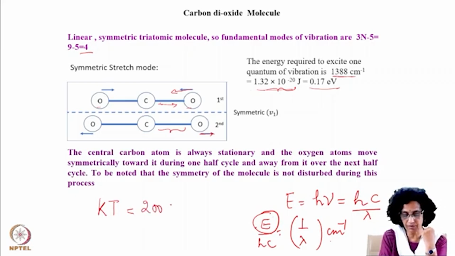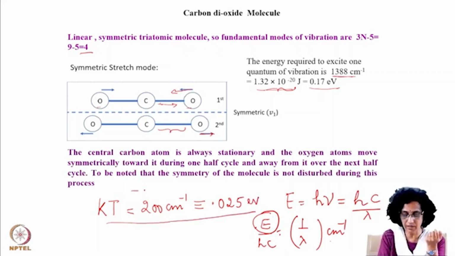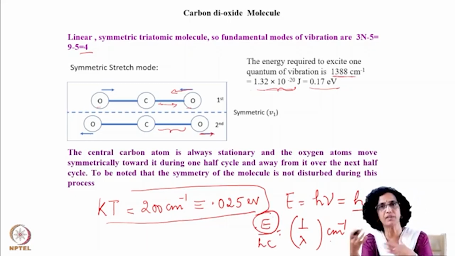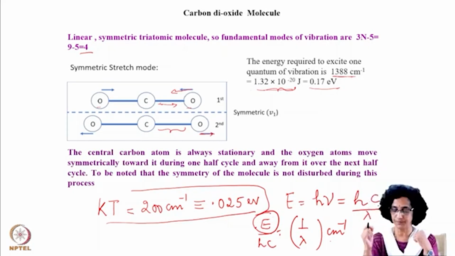This is 200 centimeter inverse, and this can also be given in terms of electron volt as 0.025. As we remember, this will enable us to compare between various energies and how they compare with the thermal energy of the molecules, etc. And it will be useful for us to get a kind of semblance of what energy levels or what energy values we are talking about.